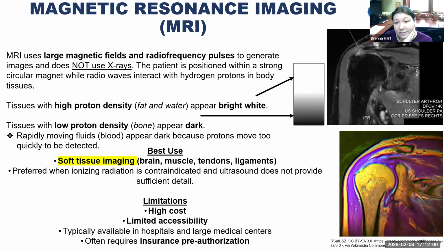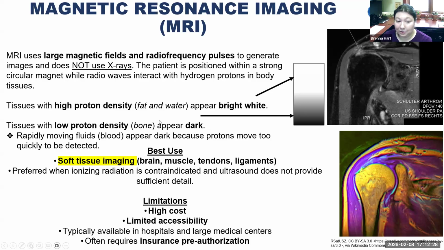Then we have magnetic resonance imaging, the MRI. This is a step up. This one is a large magnetic field machine with radio frequency pulses that are being sent towards the body, not X-rays. So you put the patient within a circular magnet, and all those radio waves will interact with the hydrogen protons within the different tissues of the body. So some tissues have a high proton density. There's a lot to interact with. So think of fat and water. They're going to appear bright white.